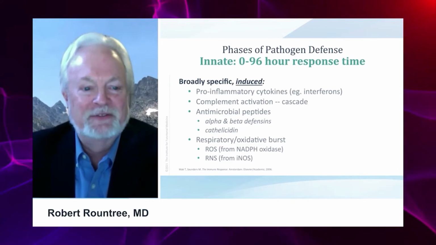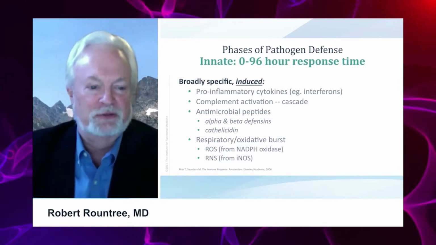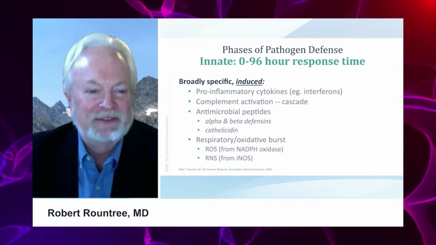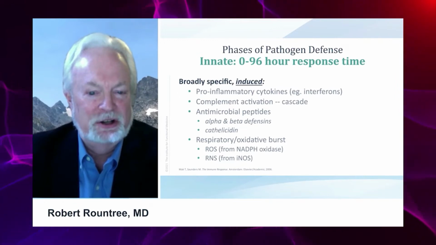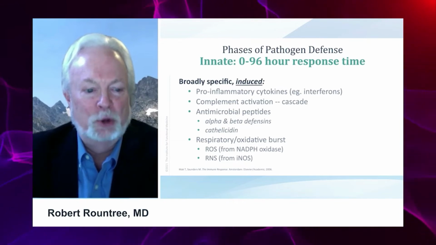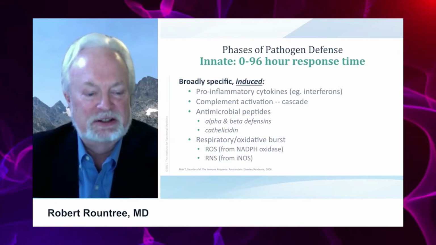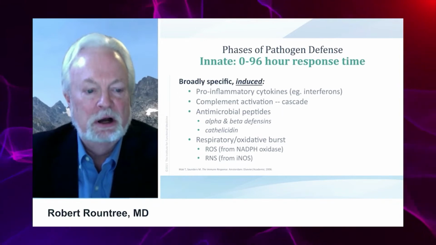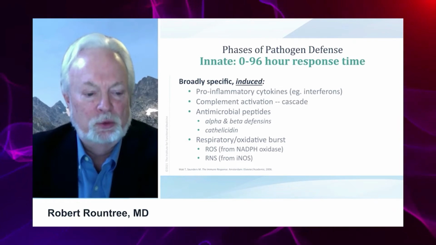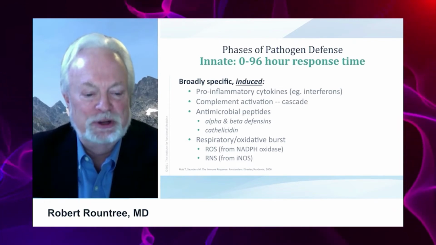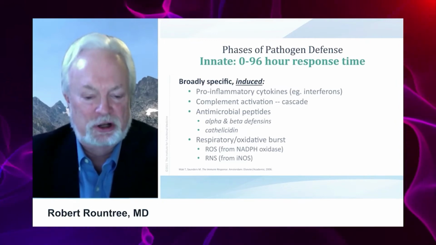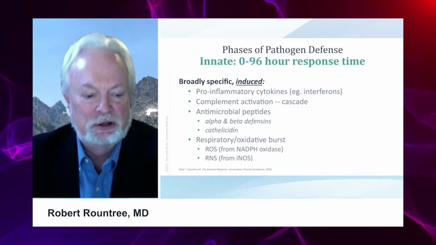We also have activation of complement, big proteins that are floating around in the bloodstream and circulation that get activated when they come in contact with antigens, break apart and form a cascade. We have antimicrobial peptides like alpha and beta defensins and cathelicidin. We have the respiratory oxidative burst with reactive oxygen and nitrogen species that are produced by very specific enzymes in immune cells and other innate cells.